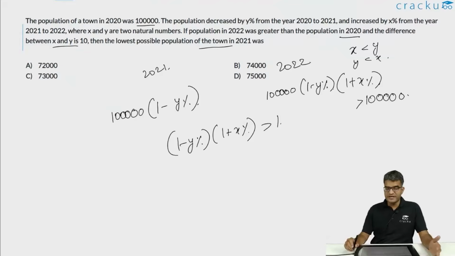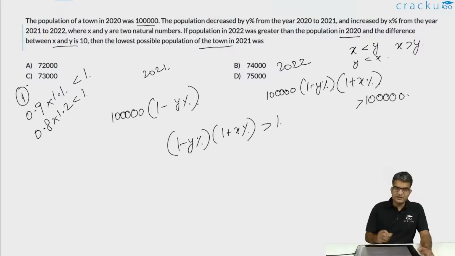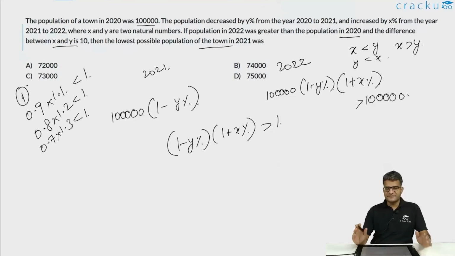Clearly, for the population to increase at the end of 2 years, x has to be greater than y. Because if you observe, say both of them are the same, if initially it was 1 and it decreased by 10% in 1 year and increased by 10% in the next year, the population becomes 0.9 into 1.1. This will be less than 1. Similarly, 0.8 into 1.2 will be less than 1. Similarly, 0.7 into 1.3 is less than 1. That is, if the values of x and y are the same, then the product will definitely be less than 1.